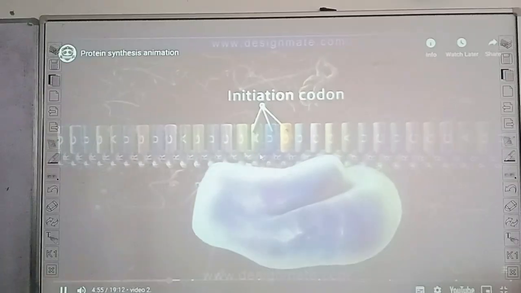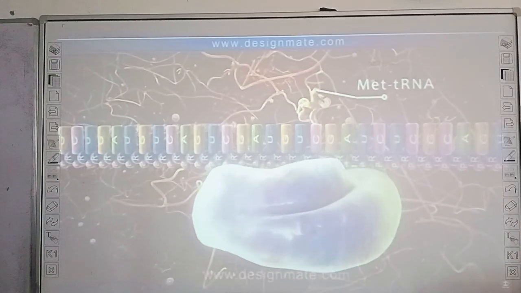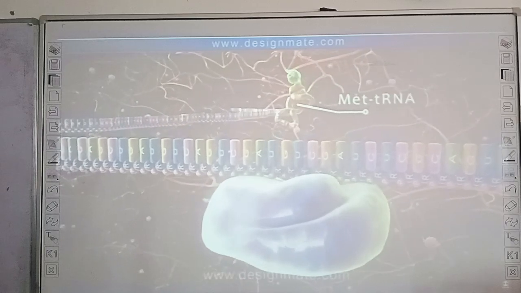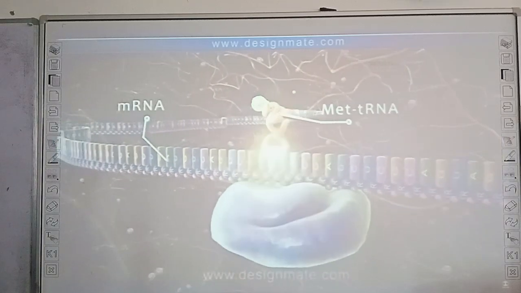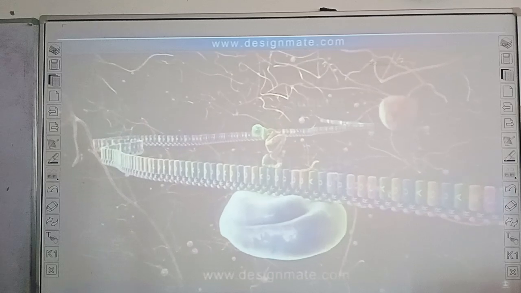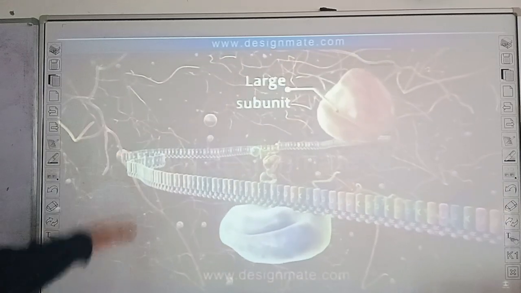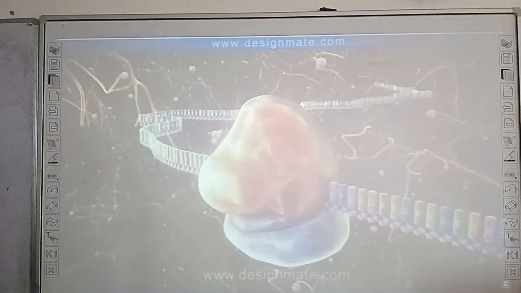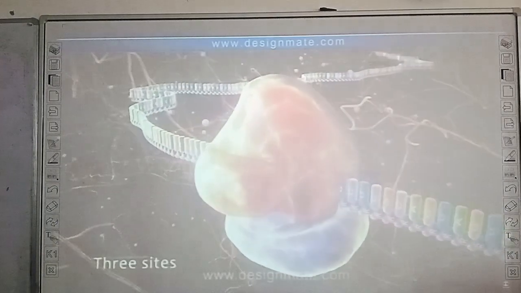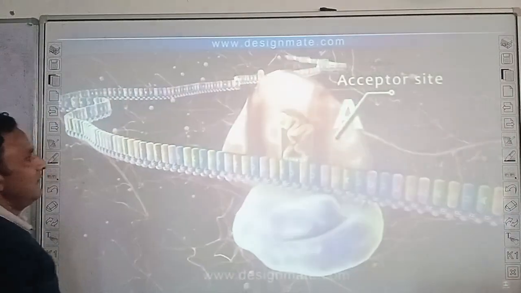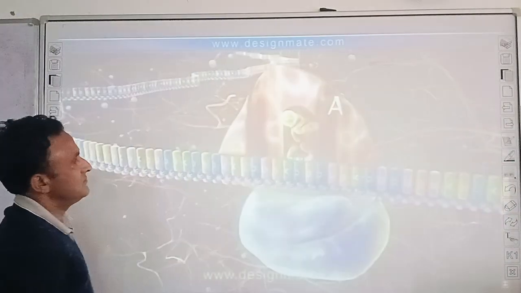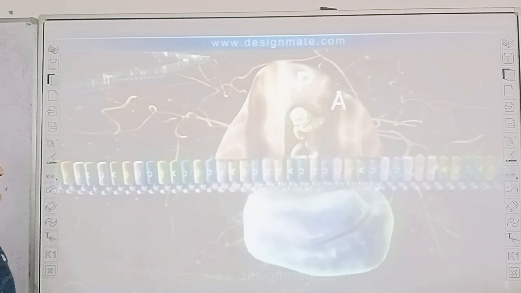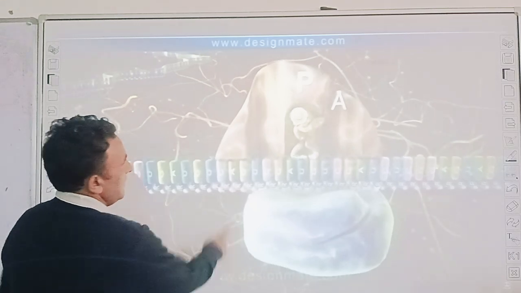At this point, met-tRNA possessing the anticodon UAC pairs up with the AUG codon of the mRNA. Then a large subunit of ribosome combines with a small ribosomal subunit. The large subunit shows 3 sites: the acceptor site or the A site, the peptidyl site or the P site, the exit site or the E site.